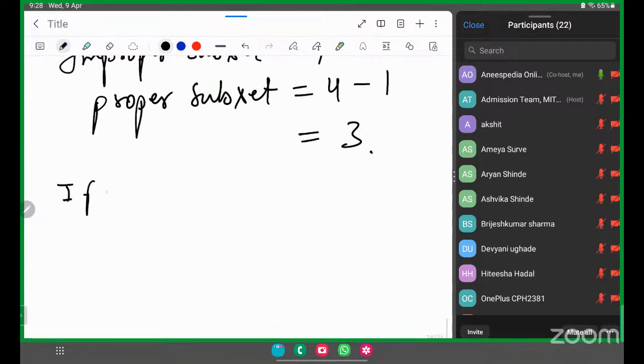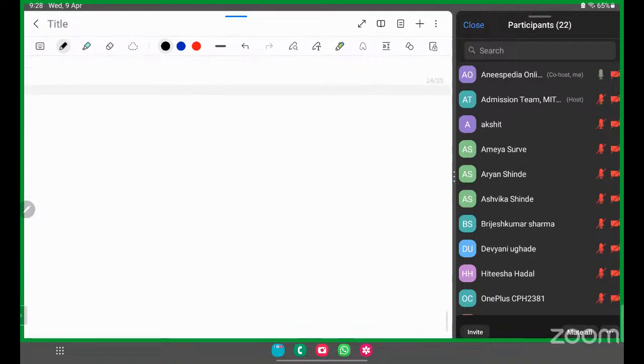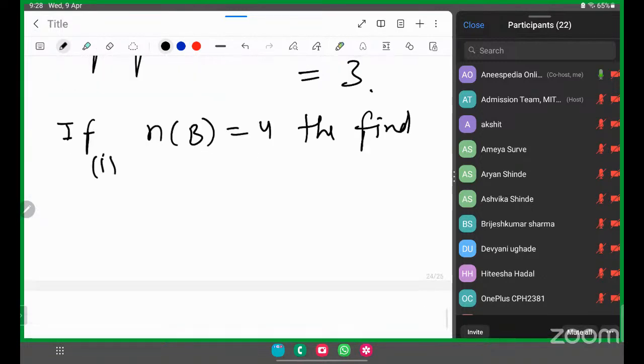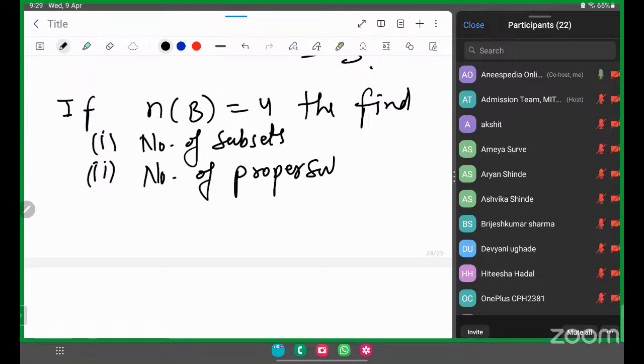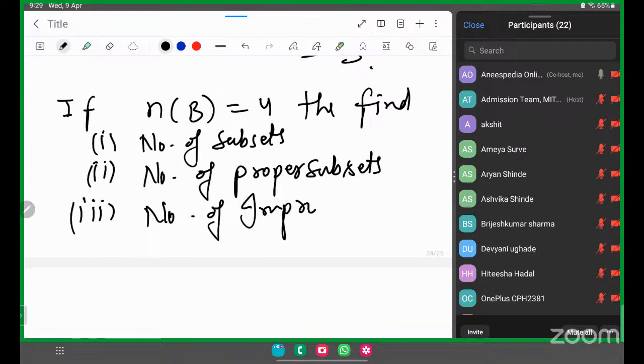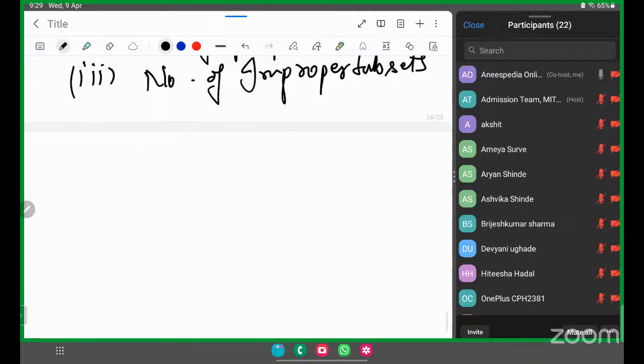So if we have a set B with cardinal number 4, then find number 1, the number of all subsets. Number 2, the number of proper subsets. Number 3, the number of improper subsets. So this will be what?